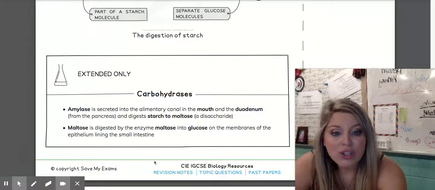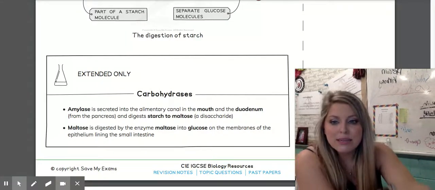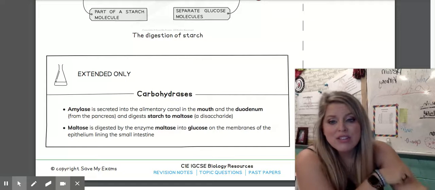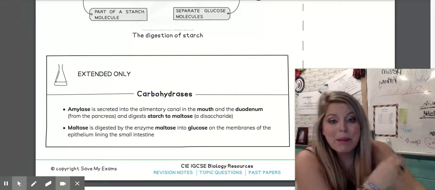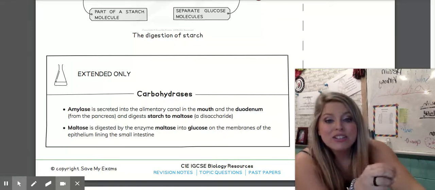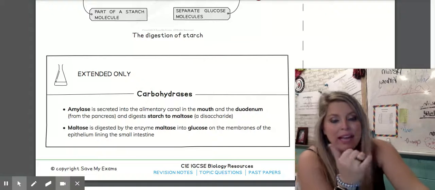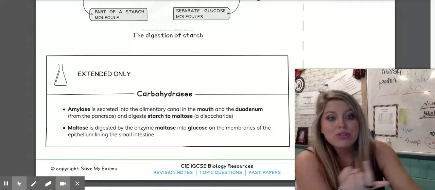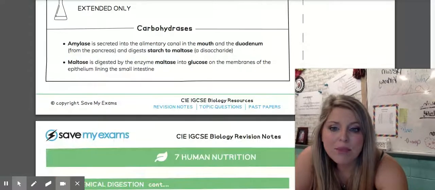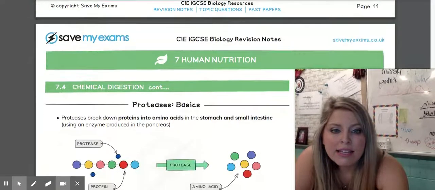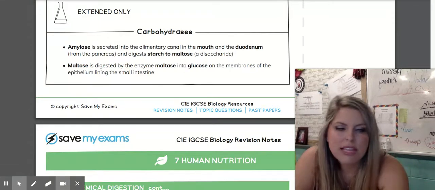Now, also important to note, we have amylase, of course, that's found in the mouth and the small intestine, but maltose is digested by the enzyme maltase into glucose, and it is also found in the small intestine. So amylase and maltase are going to be the ones that you see most commonly, okay? Amylase and maltase. Thank you, guys.